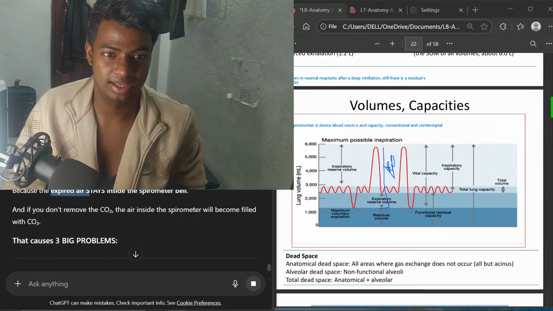Because the expired air stays inside the spirometer bell, and if you don't remove the CO2, the air inside the spirometer will become filled with CO2.